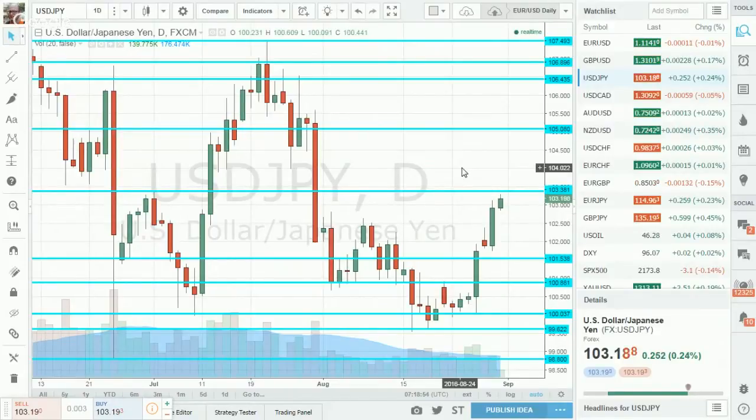Remember, when we fall under 100, we lose a digit. So that's, of course, very strong support. And it's followed by 99.60, which worked as support during the month of August. The post-Brexit low of 98.80 is a very strong line indeed, even though it was a swing level. And I'll mention 97 as another line below.